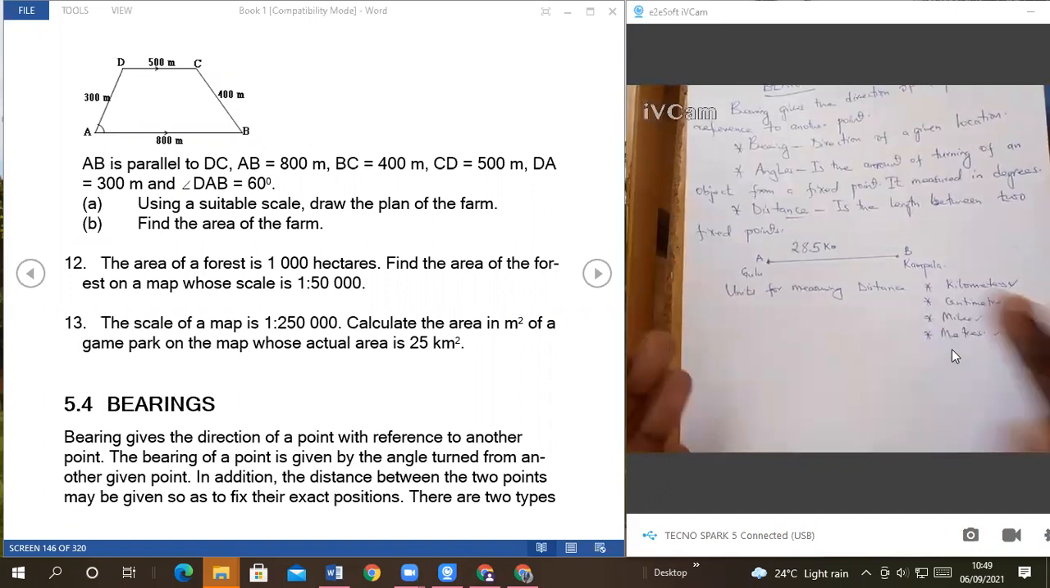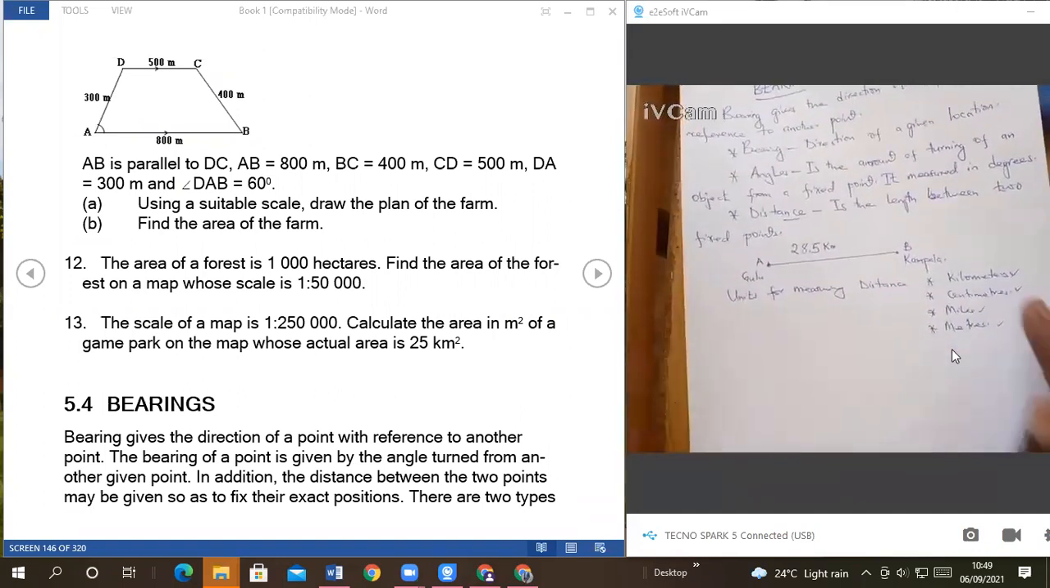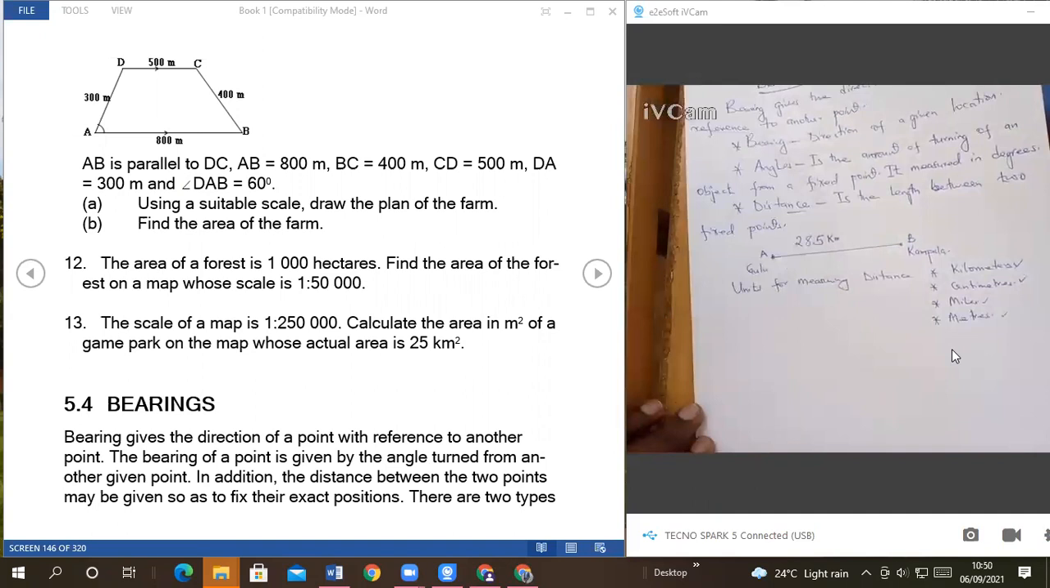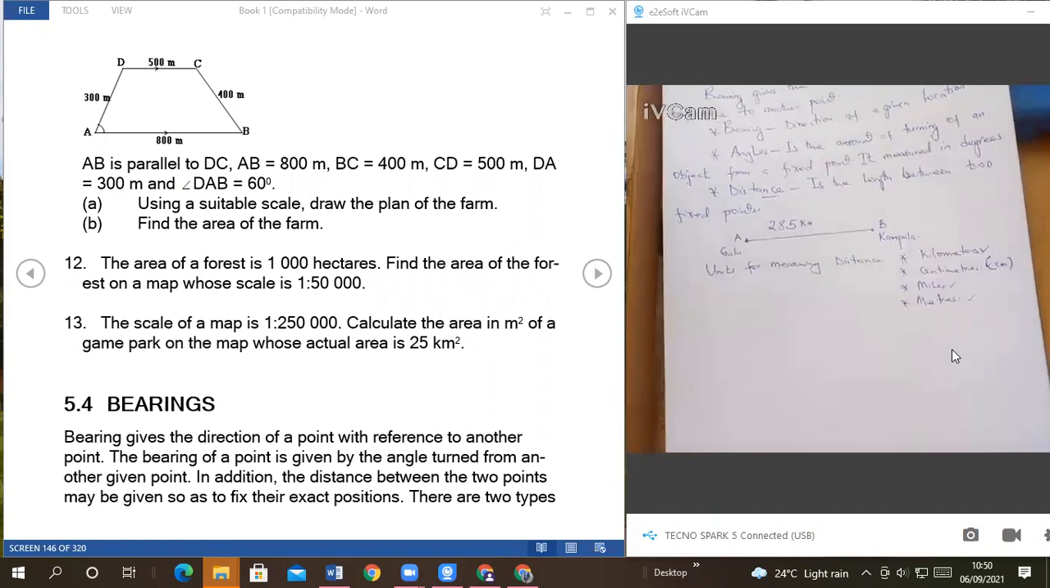Which unit do you think we can use when we are talking about, for example, our exercise books? Can we measure the distance of our books in kilometers? Say, for example, the length of these papers from here up to there. Can I use kilometers there, really, members? So the best unit we are going to use is centimeters, because centimeters is small and can fit in our book.